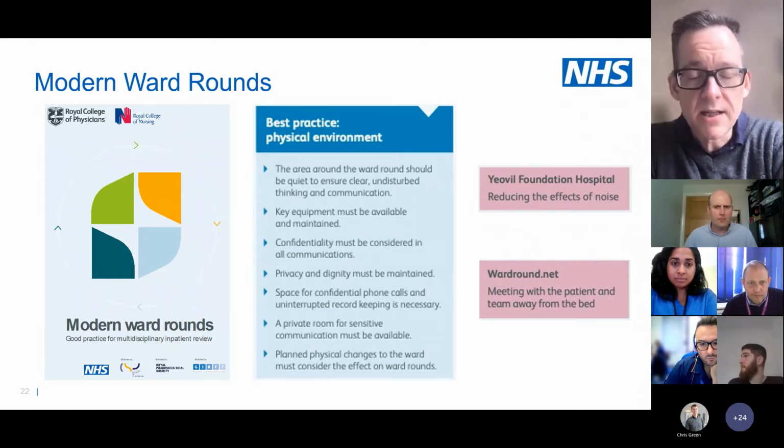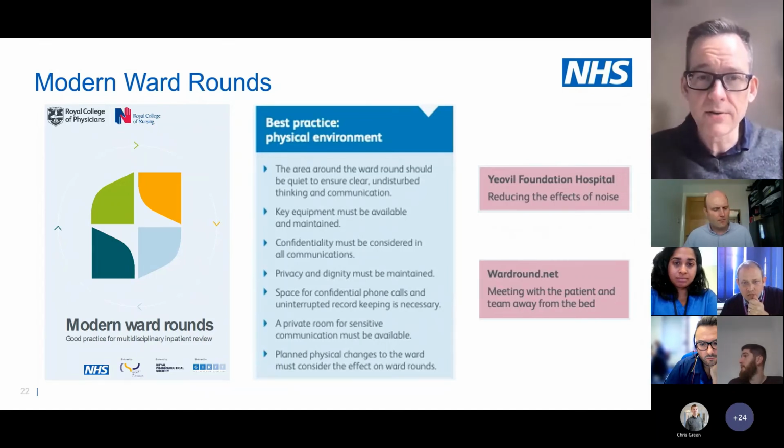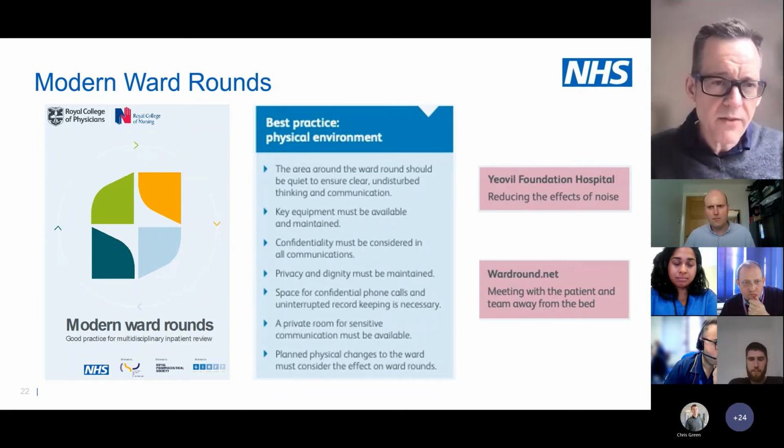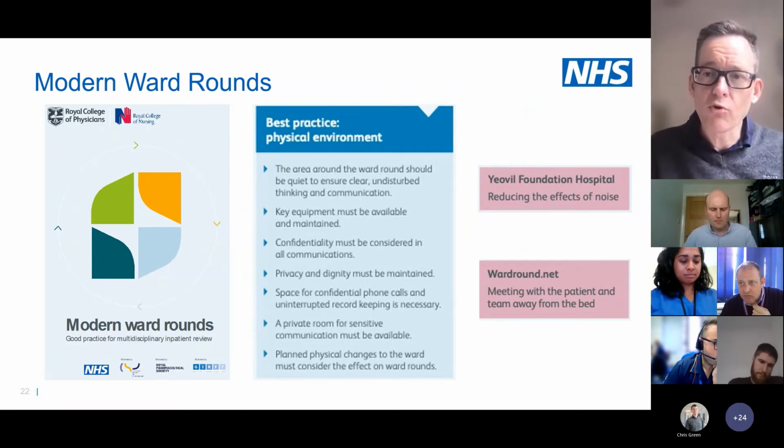Our colleagues in Sweden, Valdemar Erling, who set up the wardround.net programme. I think he's in Gothenburg. Forgive me, Valdemar, if I got that wrong. But they set up their ward round. They bring the patient out of the bedside into a more comfortable environment and do the ward round there. So not only getting the patient moving, but actually providing a better environment.